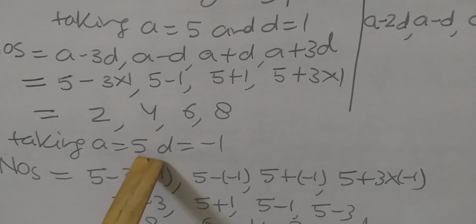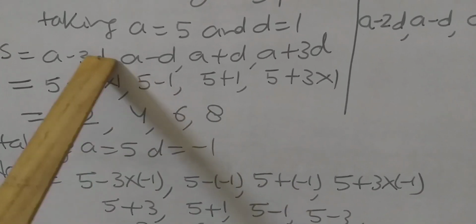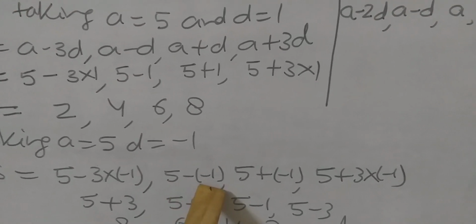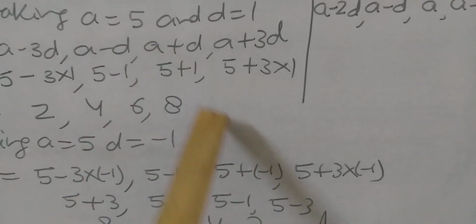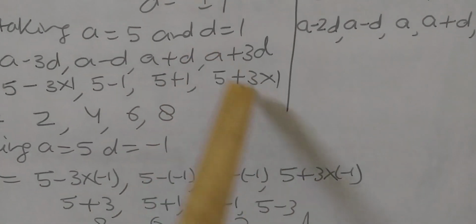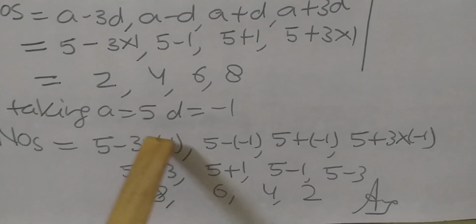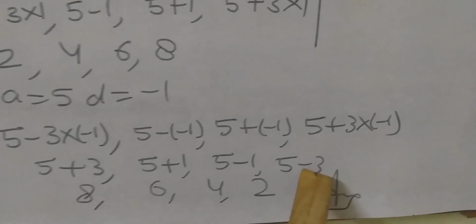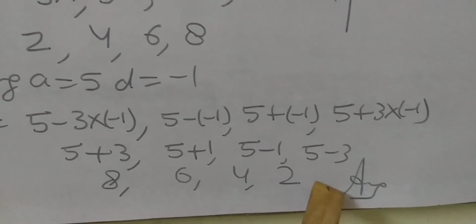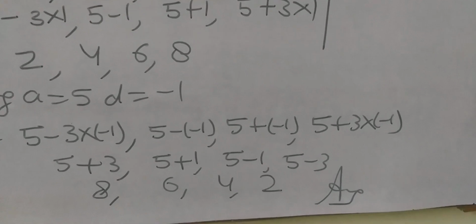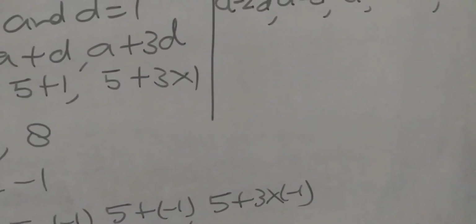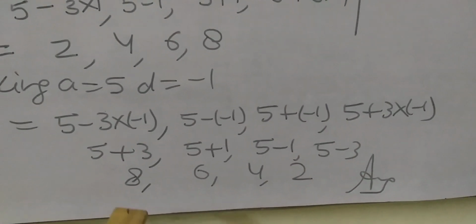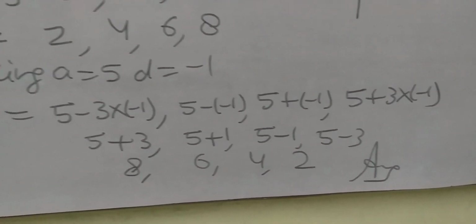Now taking A equals 5, D equals minus 1, student. 5 minus 3 into minus 1, 5 minus minus 1, 5 plus minus 1, 5 plus 3 into minus 1: 5 plus 3, 5 plus 1, 5 minus 1, 5 minus 3, that is 8, 6, 4, 2. So both answers are correct, students. The numbers 2, 4, 6, 8 or the numbers 8, 6, 4, 2.